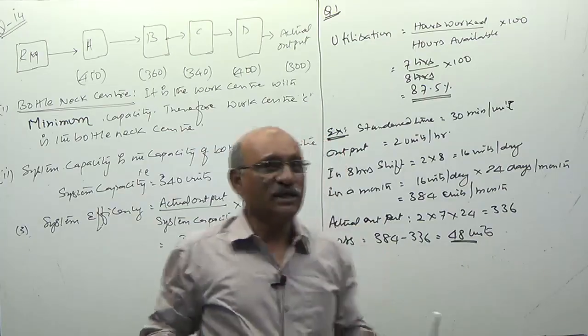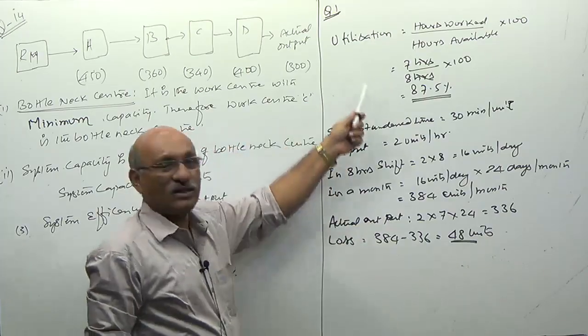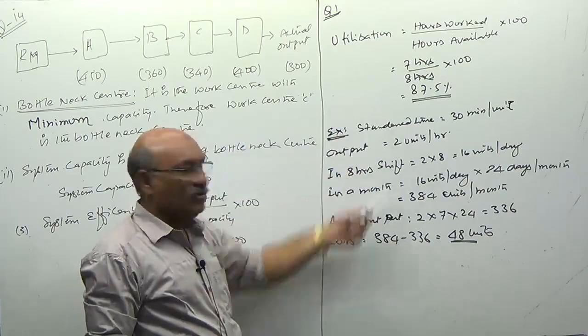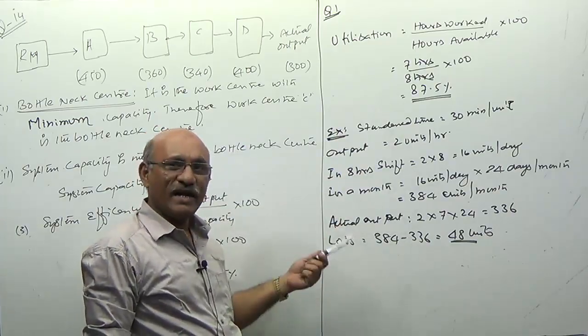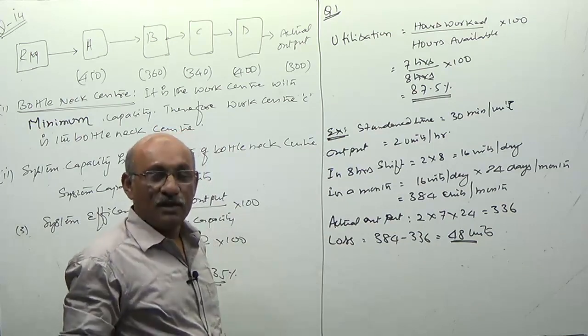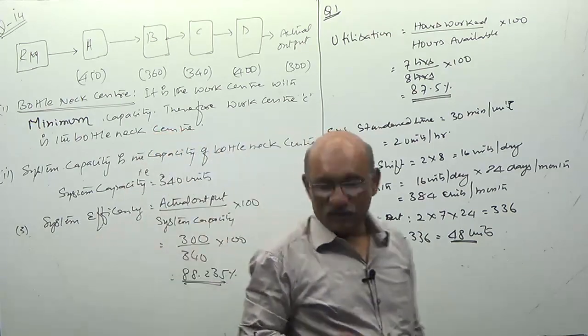So utilization, this way it is calculated with the help of this utilization. This is the MIS, Managerial Information System. Managers will get additional information. Okay, sir. Take up the solution for this one also.